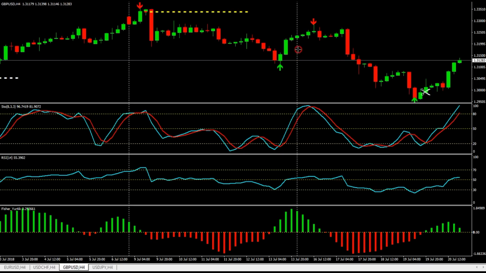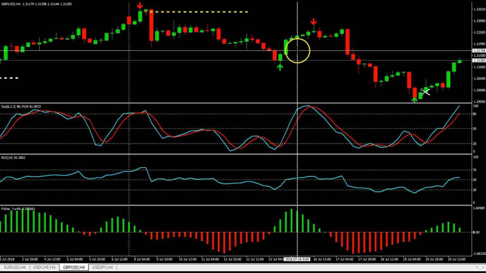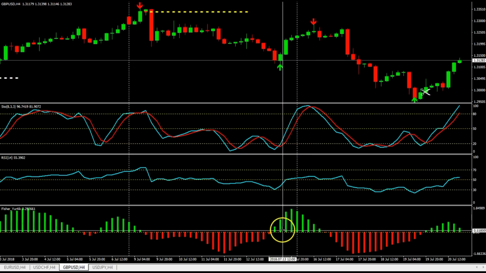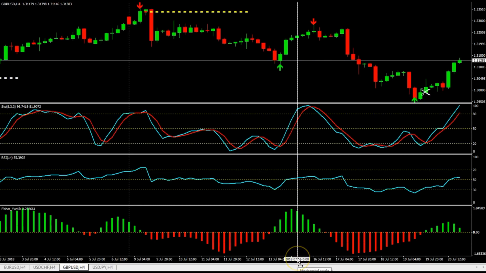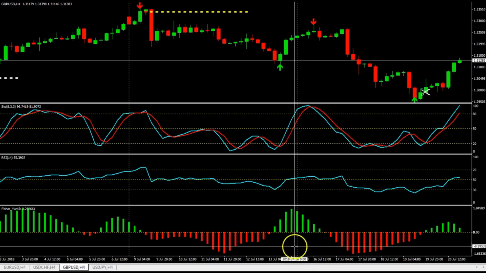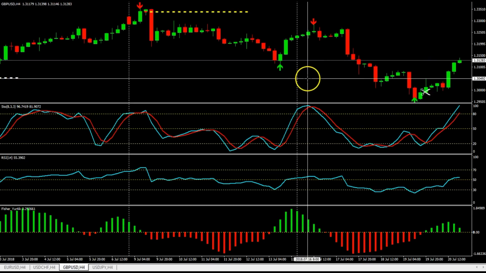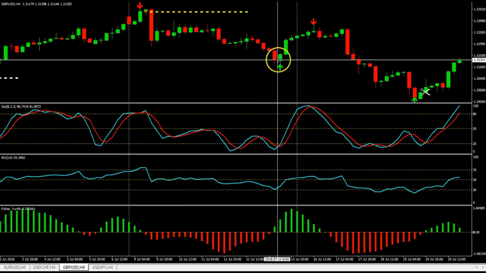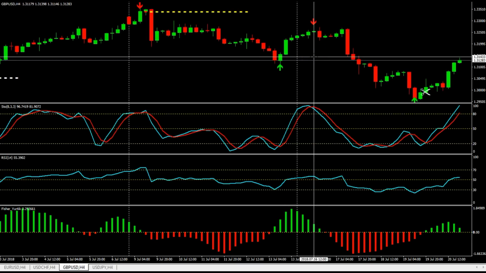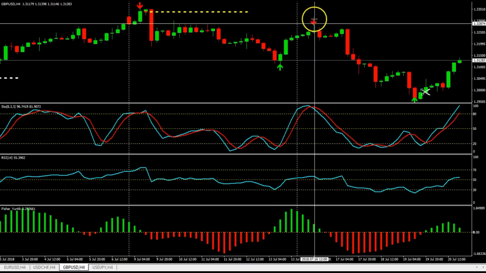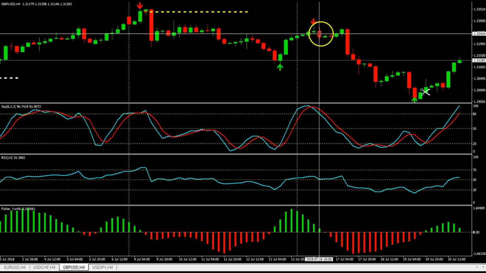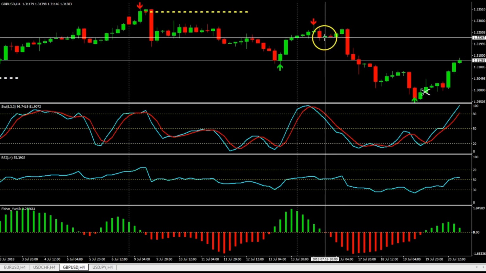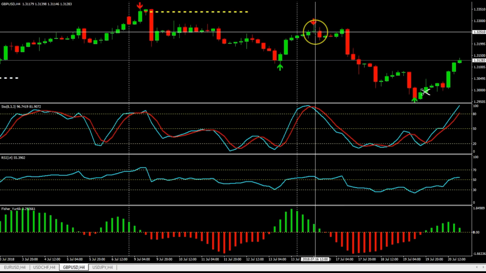Now if you put your cursor on the line and go below, you will see it's the 16th of July, which is the beginning of this week. So what we do is wait for an arrow. The arrow appears here, but we do not have the support or the resistance, so it's a no trade. We need to have either support or resistance before we can enter a trade.